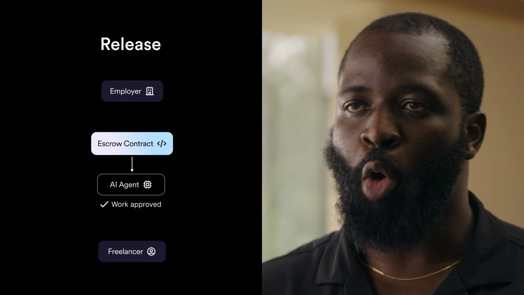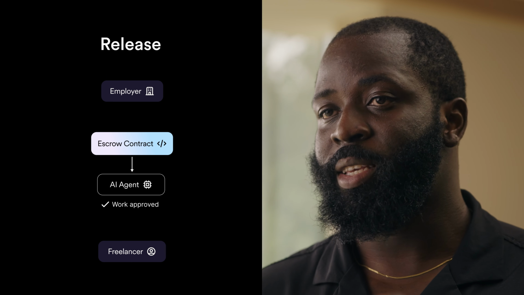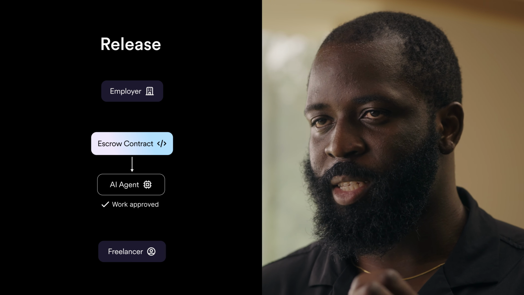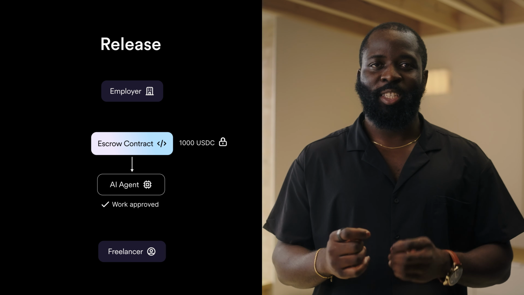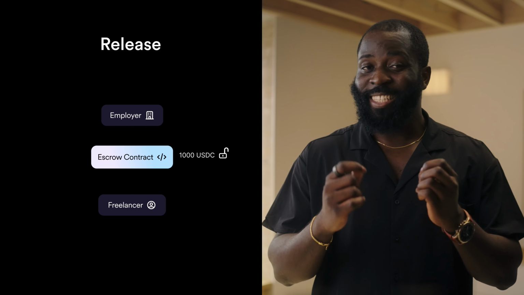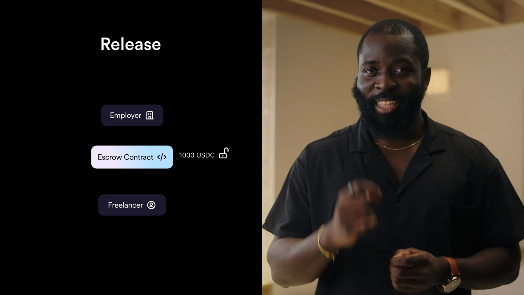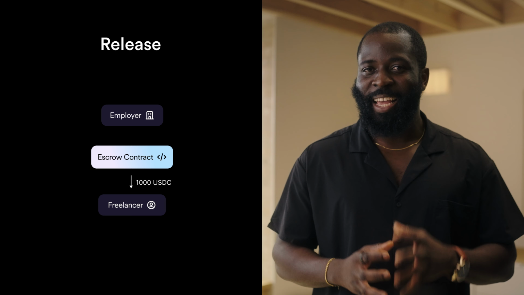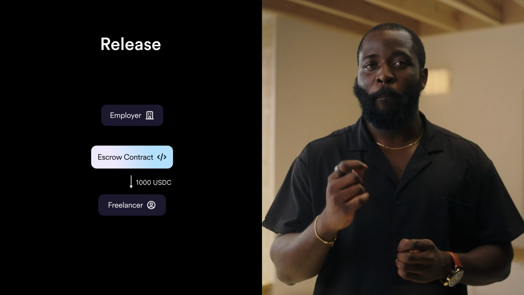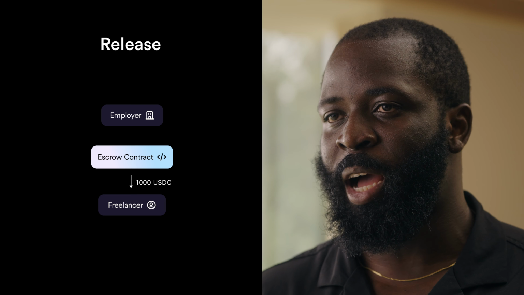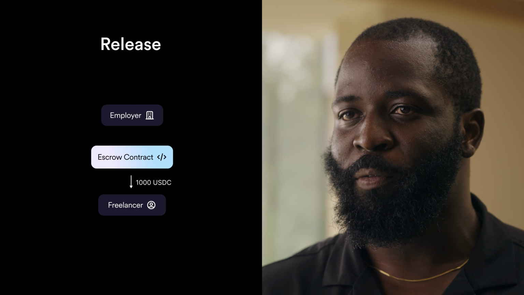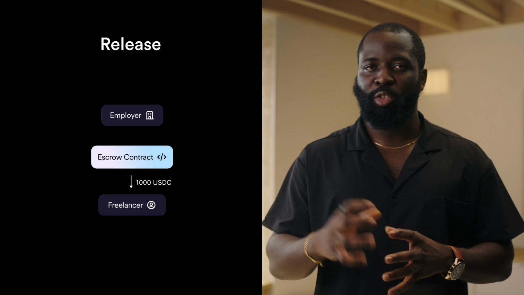Now the release or revert phase. If the work is approved, the agent triggers the smart contract release function. The escrowed USDC is released to the freelancer's wallet. Thanks to USDC being on-chain, the payment can settle within minutes and not days, unlike the way most payments are made. The freelancer gets paid in a digital dollar designed to maintain a stable value without waiting for bank transfers.